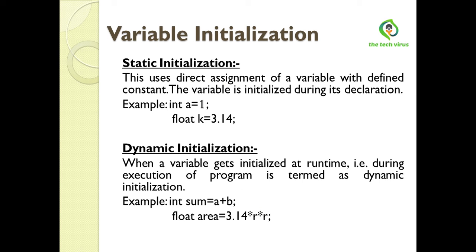Now see variable initialization in C#. We have two methods to initialize our variable in C#. First one is static initialization and second one is dynamic initialization. Static initialization. This uses direct assignment of a variable with defined constant. The variable is initialized during its declaration. For example, here we declare int a and initialize a to 1.